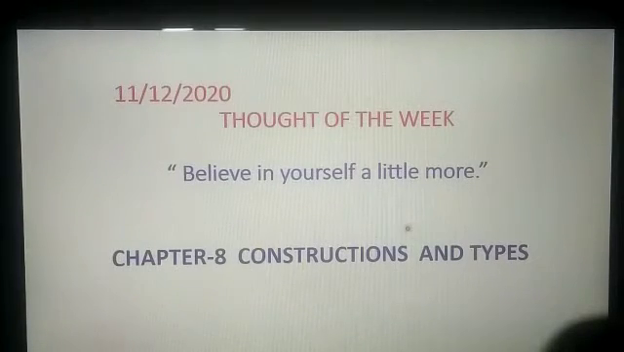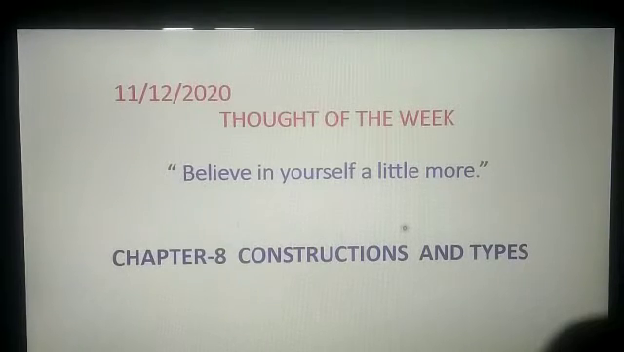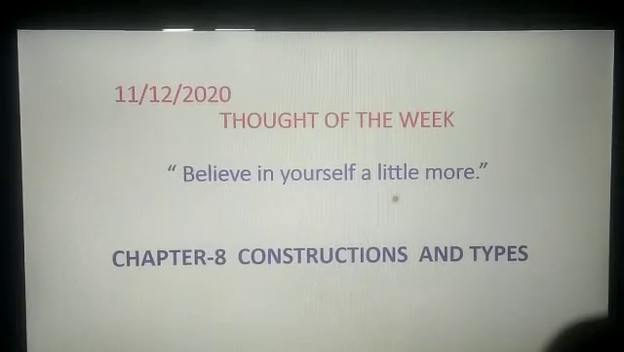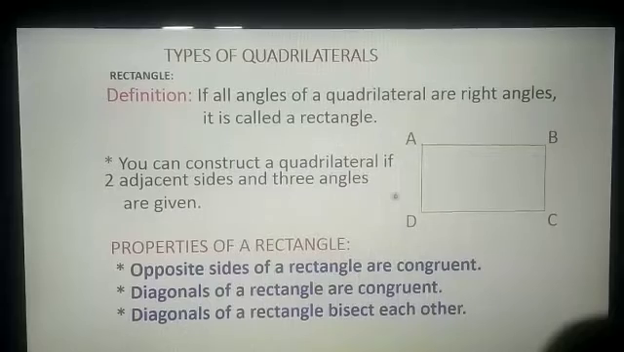So children, in the first part of the video of chapter 8, that is construction of quadrilateral and types. Now we will start the next part with today's thought of the week, that is believe in yourself a little more. Children, now we will start the types of quadrilaterals.